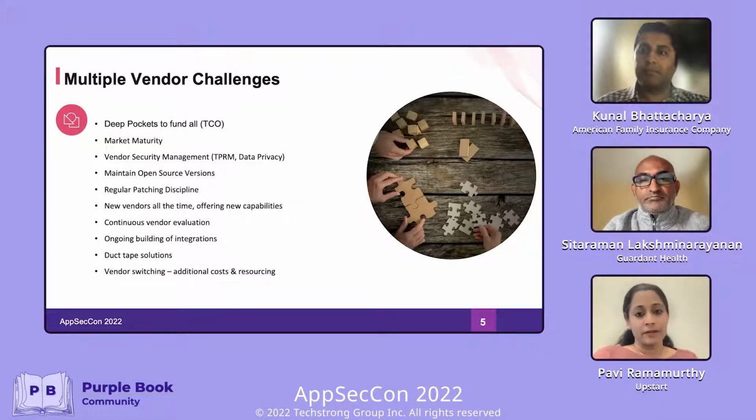Sharing data with a vendor is a very, very big challenge. Again, depending on the industry that you're in, are you happy sharing data? What kind of data do they need to ingest to give you that application posture? Is the vendor itself a high-risk vendor? So continuously evaluating the vendor is a problem.